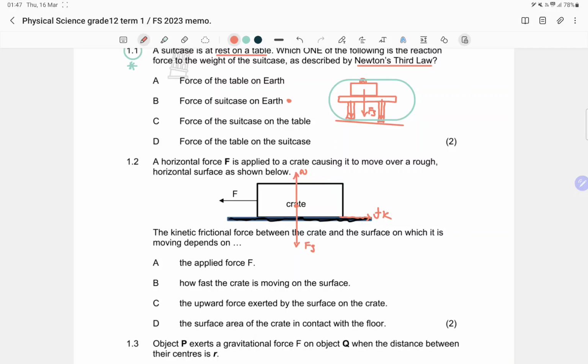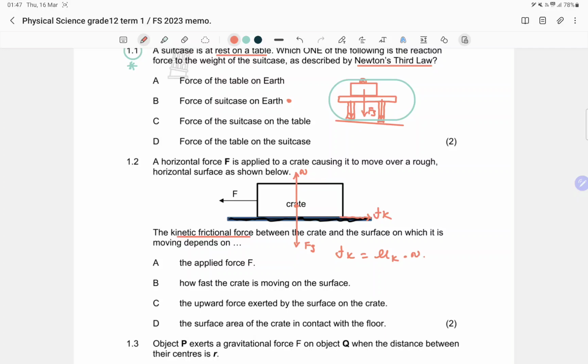So now I asked a question here. The kinetic frictional force between the crate and the surface on which it is moving depends on. So first of all, we know that kinetic frictional force is given by mu k, which is the coefficient of kinetic friction, multiplied by N.